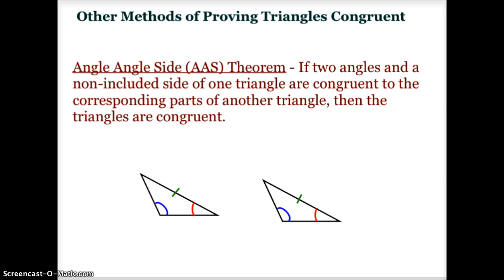The reason that this works is because these two angles set the direction, and this side sets the distance. And that's why those two can be considered congruent if you use the angle-angle side theorem.